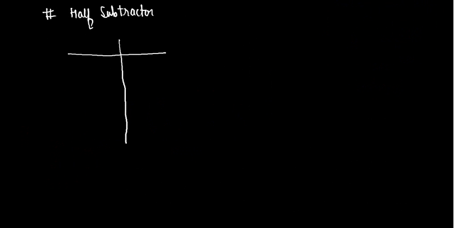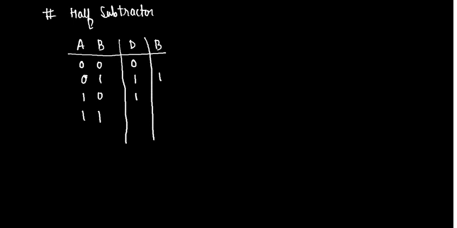For half subtractor, same, we again have a 2-bit A, B, and the output. Now you tell me, for subtractor we have the difference and the borrow. For 0, 0 the difference is 0; for 0, 1 the difference is 1 with a borrow 1; then 1, 0, 1, 1, and so on. Is that okay? Half subtractor.